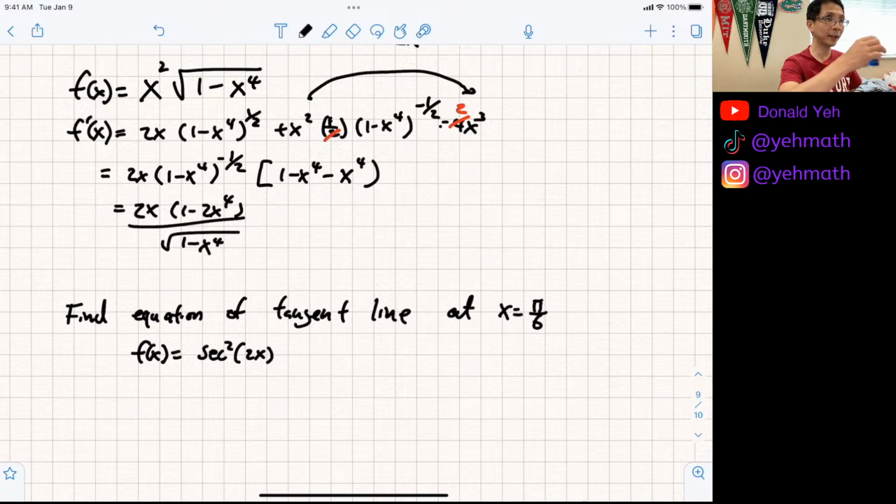There's 3 layers. Make sure you take the derivatives correctly. Or do you want to make sure with me? See if you take a derivative correctly. There's no product rule here. Secant square 2x, there's no product rule.